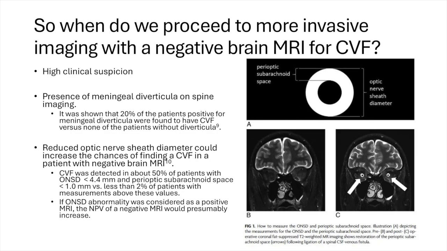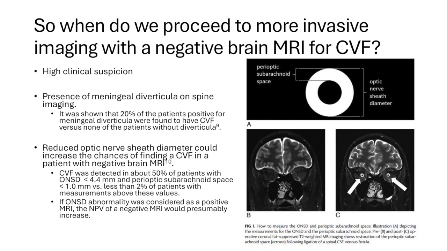So when do we proceed? Again, the high clinical suspicion, and as mentioned earlier by Dr. Schmidt, the presence of meningeal diverticula on spine imaging. It was shown in previous papers that 20% of the patients positive for meningeal diverticula were found to have a CSF venous fistula, but if they had no diverticula, they didn't have a CSF venous fistula.